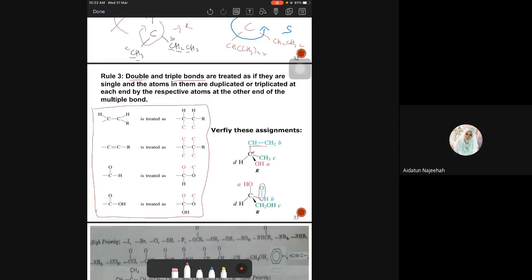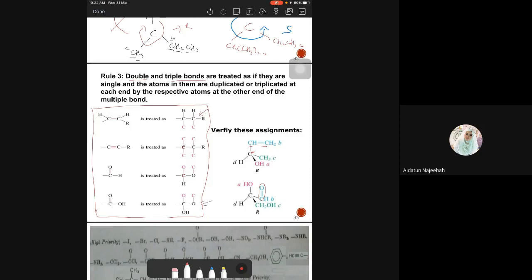There's no other way besides. C double bond C will be treated as this. C triple bond C will be treated as CC or with all of the carbon. Okay, C double bond OH, which is aldehyde, will be treated as C with O and then OC, while C double bond OH, carboxylic acid, will be this way.